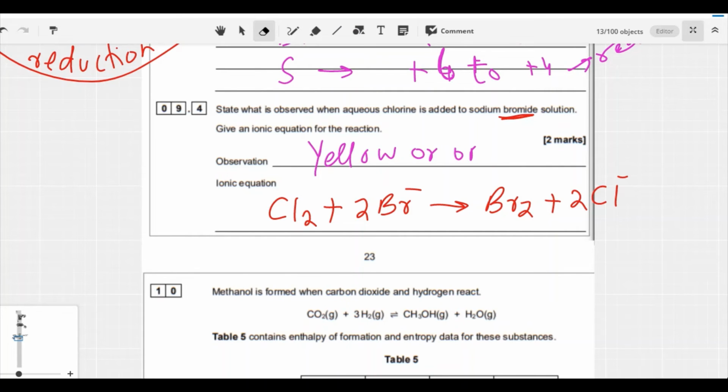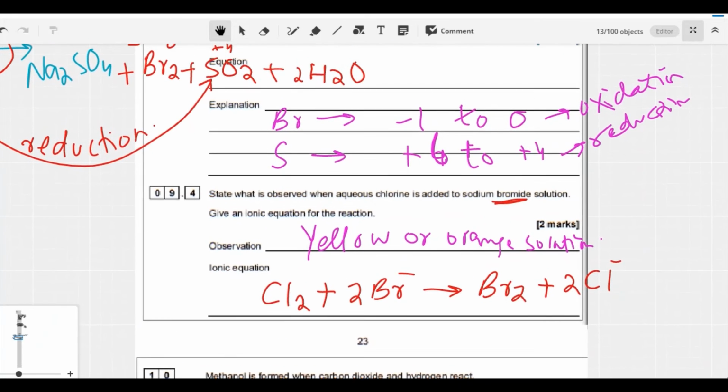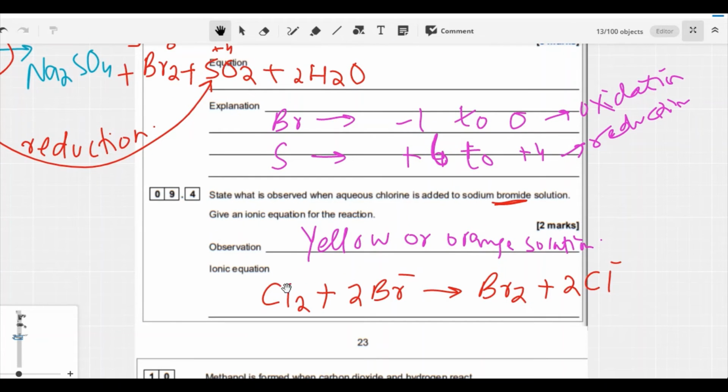Let me write here. Okay, because you can see here is the bromine gas production, and there will be sodium chloride formation taking place. Okay, so that is the end of question number 9 here.